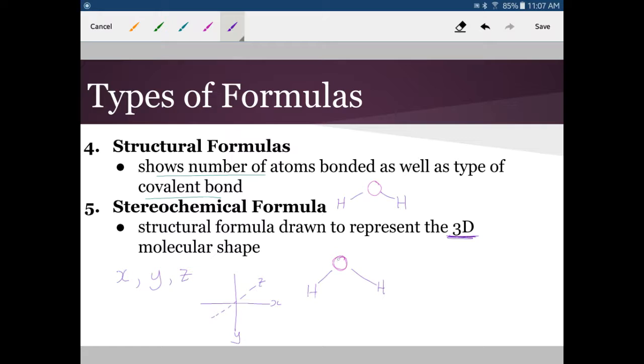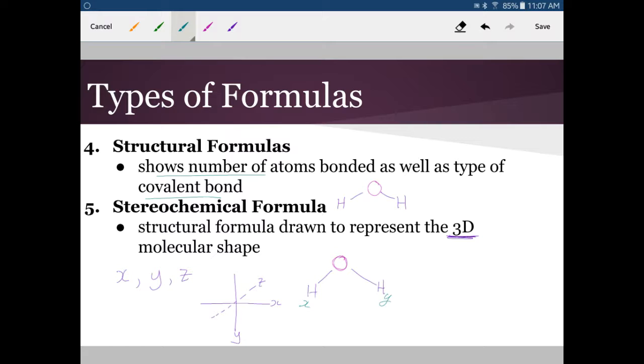So when we have our water molecule, we have our x and our y. Now we have no component that's coming out of the page towards you. If you can picture putting a pencil up to the edge of the page and that pencil coming out towards you from this oxygen atom, then that would be your z. But because we don't have that, we only have an x and a y. So our structural formula is our actual stereochemical formula because we only need to draw it in 2 dimensions.